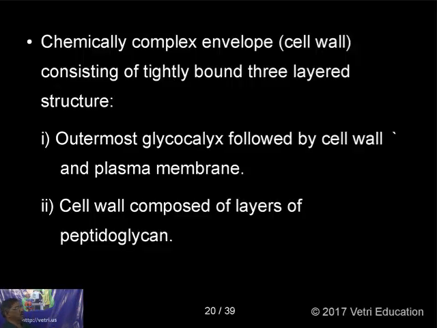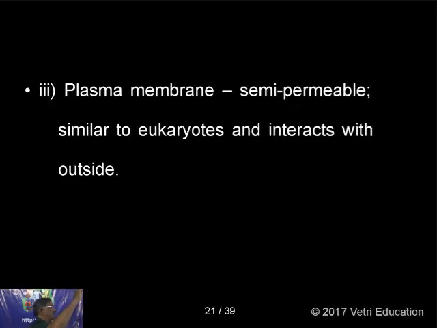Next, the chemically complex envelope: the cell envelope consists of three tightly bound layers. The outermost is the glycocalyx, followed by the cell wall and the plasma membrane. The cell wall is composed of peptidoglycan, a chemical substance of prokaryotes. Next, the plasma membrane is semi-permeable, similar to eukaryotes, and interacts with the outside.